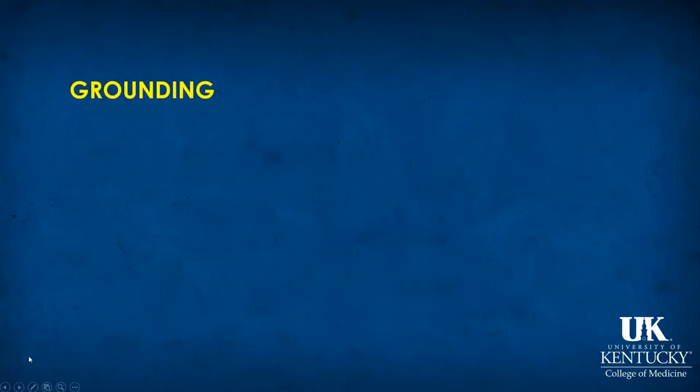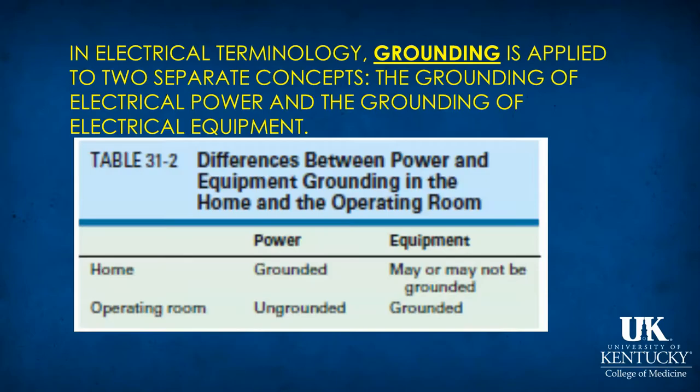Now, let's move on to grounding. In electrical terminology, grounding is applied to two separate concepts: the grounding of electrical power and the grounding of electrical equipment. As you can see from this slide, in your home, the power is grounded and the equipment may or may not be grounded. In the operating room, the power is not grounded, but the equipment is grounded.